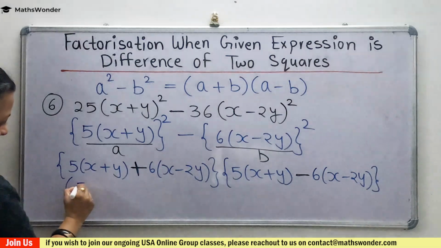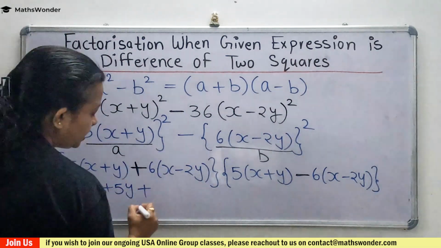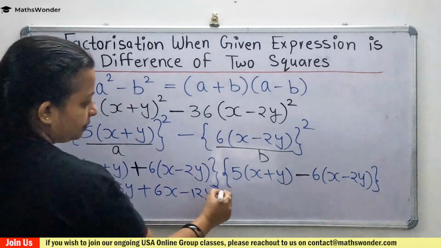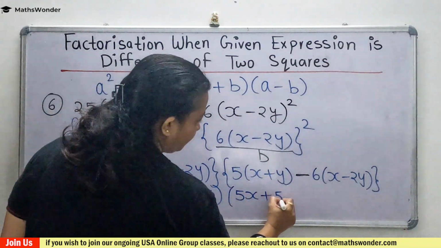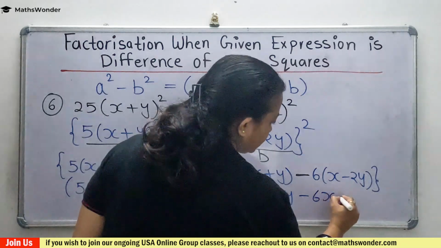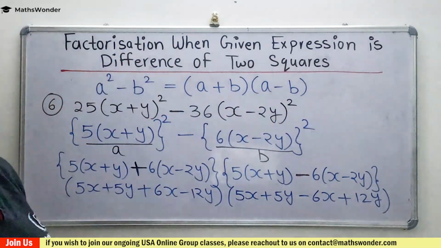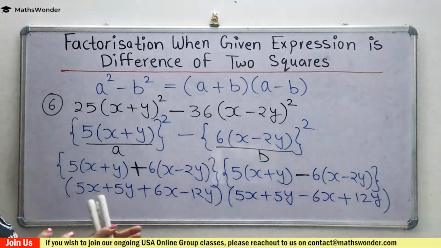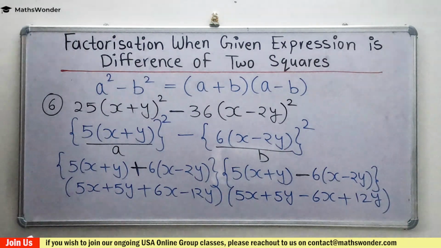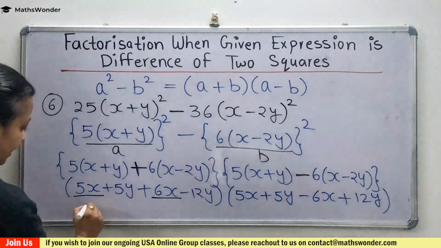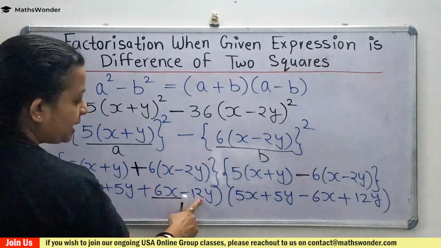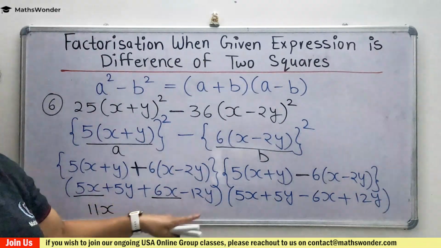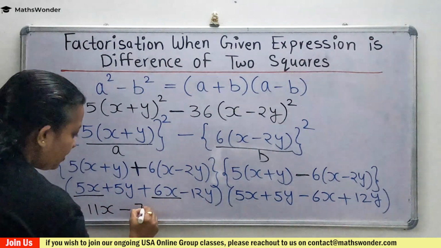So write it down. 5x plus 5y. Use the distributive property here. 6x minus 12y. Here 5x plus 5y minus 6x plus 12y. Now you will simplify with the expression method. Remember the expression addition: 5x and 6x will be 11x, right? 5y minus 12y will be, minus, negative 7y, right?